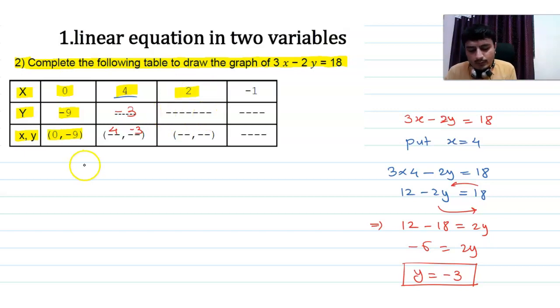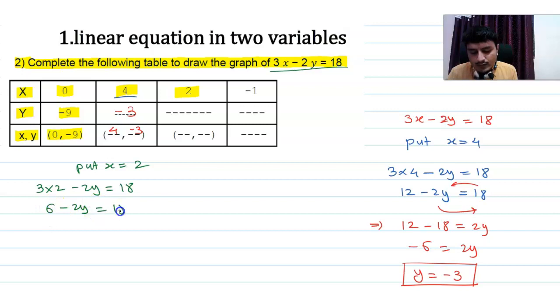So let us put x equal to 2 in the given linear equation in two variables. So we are getting 3 into 2 minus 2y equals 18. As everyone well knows, 3 twos are 6. So 6 minus 2y equals 18. Now shift that 18 from RHS to LHS and simultaneously minus 2y from LHS to RHS.